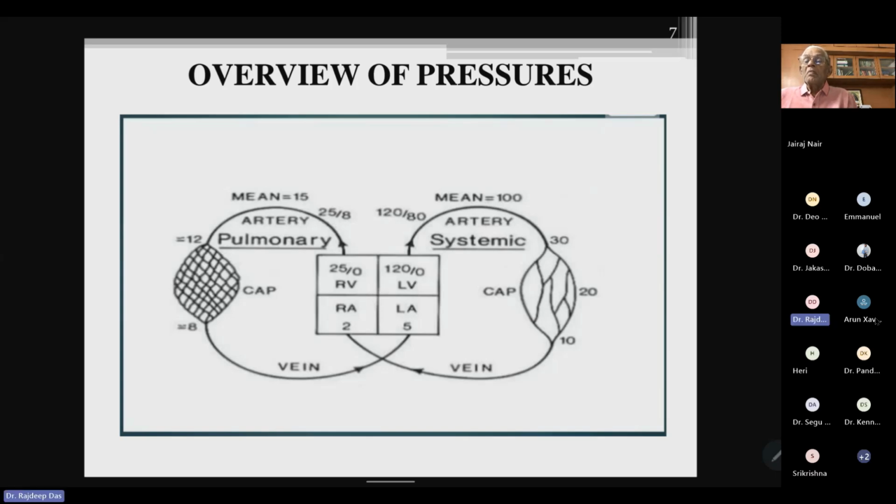The overview of the pressures in both pulmonary and systemic circulation we can see in this slide, where at the arteriolar and venous end of the capillaries we can compare the pressure differences in both circulations.